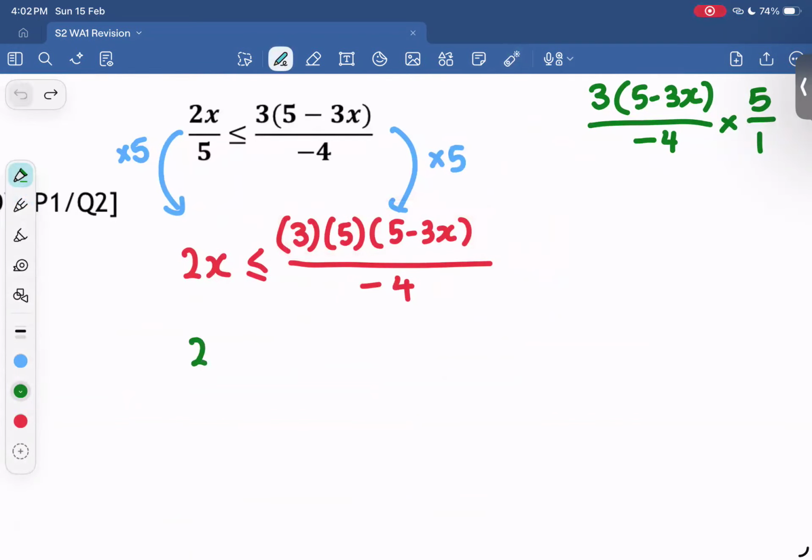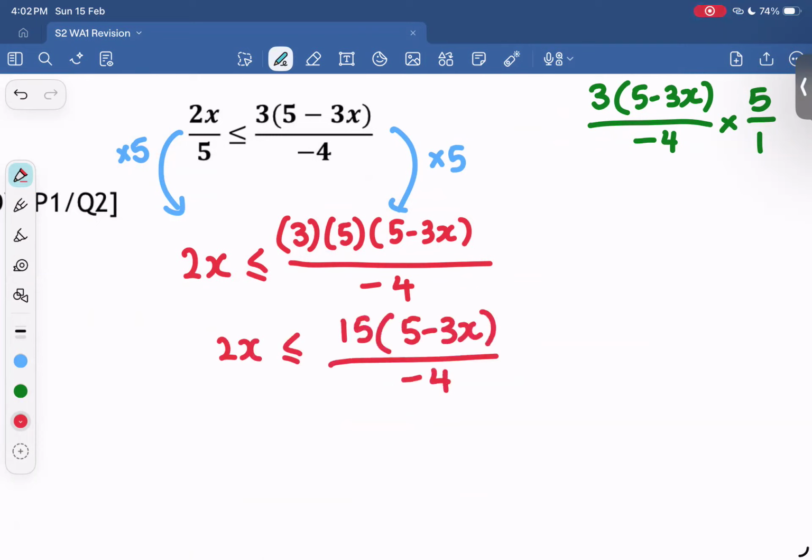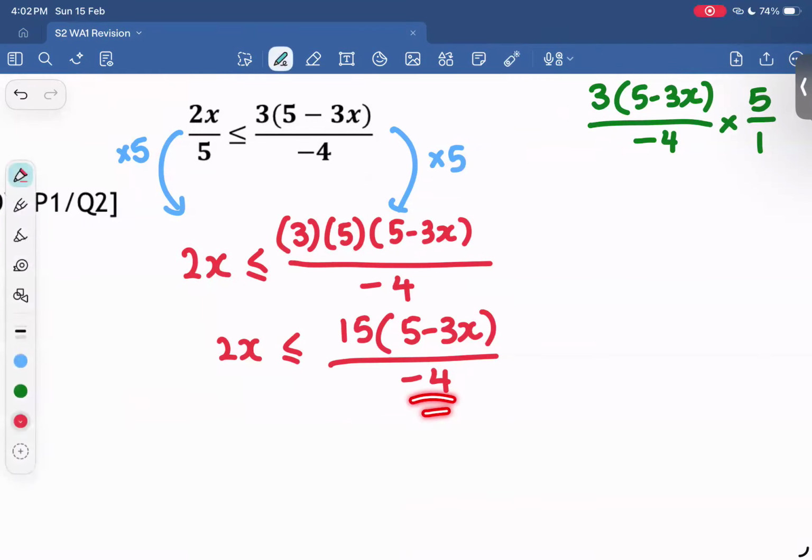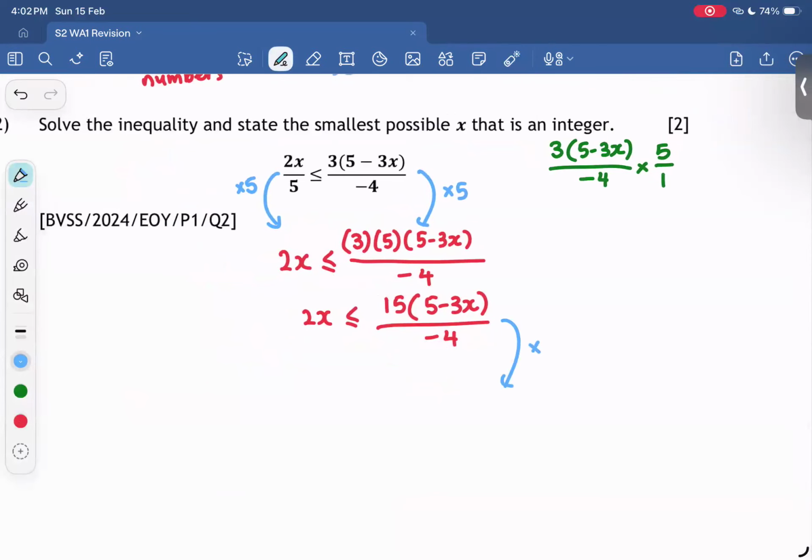So let's simplify it a bit. 2x less than or equal to, 5 times 3, that's 15, times 5 minus 3x over -4. Once again, on the right, I still got my denominator. So what did I say earlier? How do I get rid of the fraction? I multiply with the denominator. The denominator is -4. So I will times -4 and times -4.